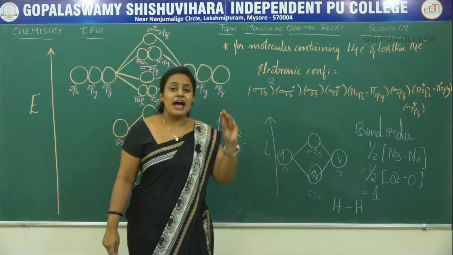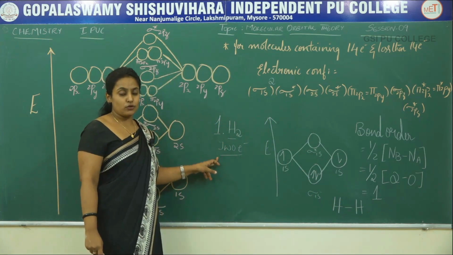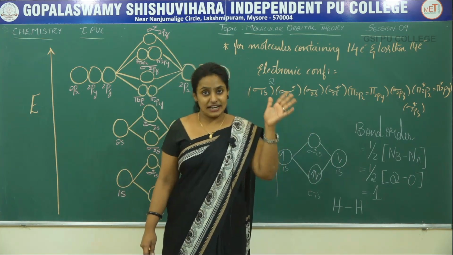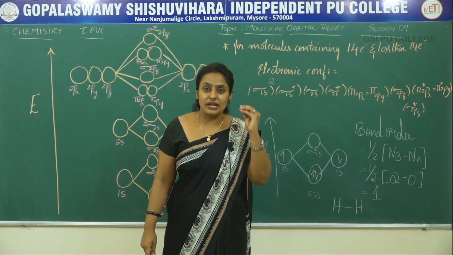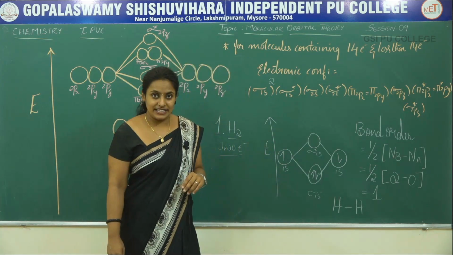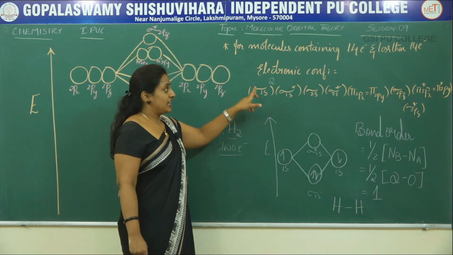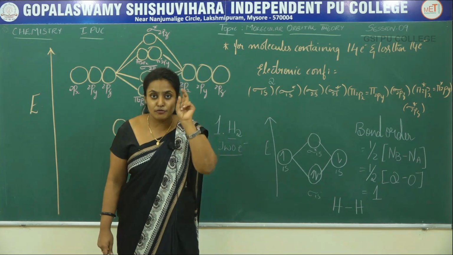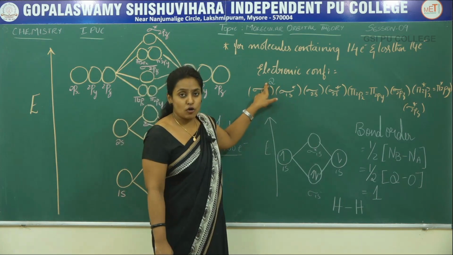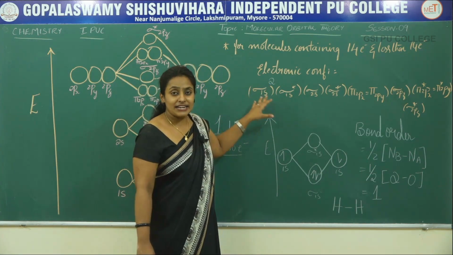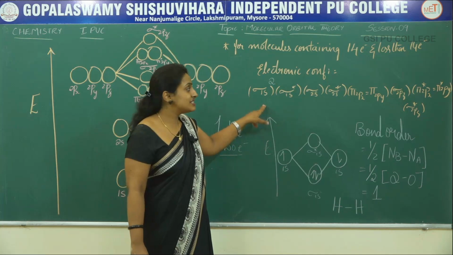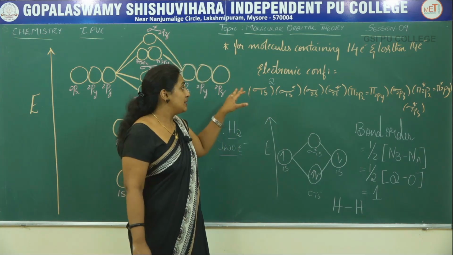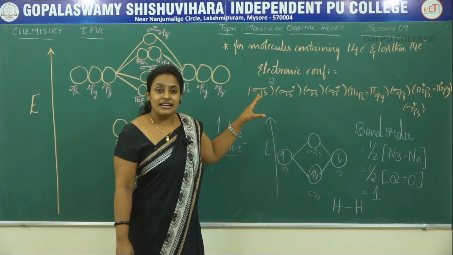And next, the magnetic nature of this hydrogen molecule. We know that if the electrons are paired in an orbital, that is diamagnetic. If the electrons are unpaired, then it is paramagnetic in nature. You can observe here the s orbital is fully filled, that is each orbital contains a maximum of 2 electrons. Therefore, 2 electrons have already been filled. Therefore, the magnetic nature of this hydrogen molecule is diamagnetic. As there is no unpaired electron in this molecule, the magnetic nature is diamagnetic.